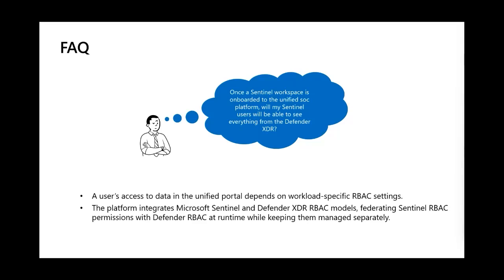A user's access to the data in the unified portal depends on the workload-specific RBAC. So what it means is, if a user already has Sentinel access but doesn't have access to any Defender workloads, then they won't be able to see and query any of the Defender data in the unified platform. For them to be able to view and access the data in Defender or the unified platform, they must have permission to the specific Defender workloads that they're allowed to access.